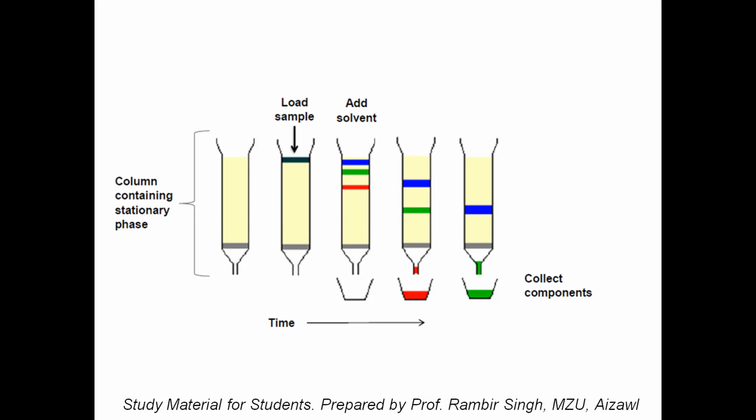The blue one is the most polar because it gets more attracted towards the polar phase, which is the calcium carbonate, and the red one is the least polar. Very good. We did not have any information about the polarity of the components, but by doing one simple experiment we can find out the nature of their polarity. So it indicates that the separation is based on polarity.